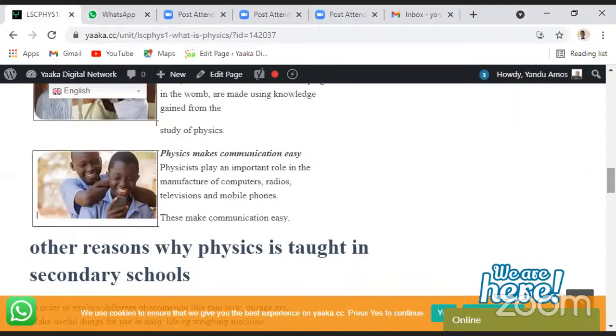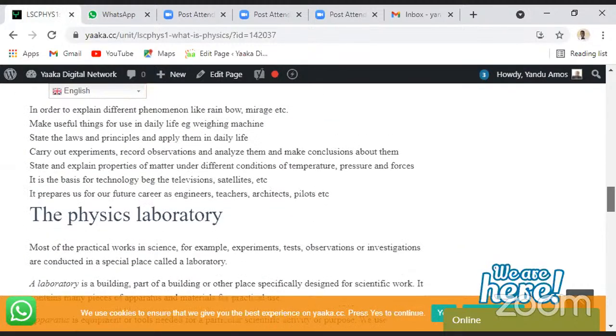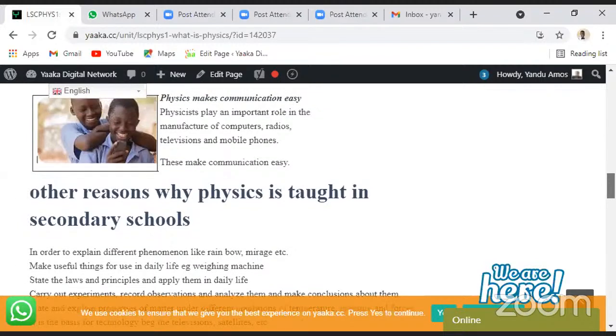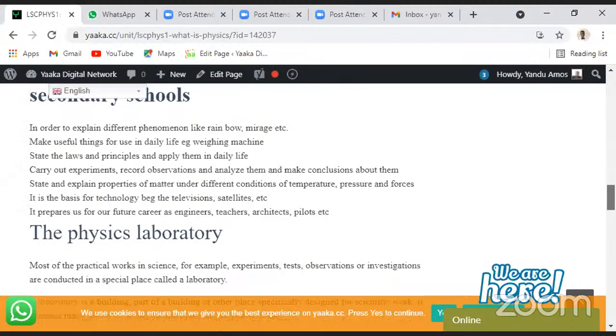Then we have other reasons why it is taught in secondary schools. I just don't want to waste a lot of time on these. Of course, you'll still be able to explain different language. I know many of you still don't know how the rainbow forms.